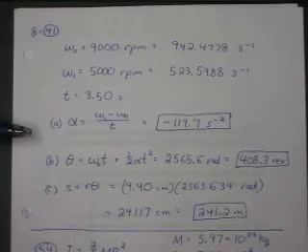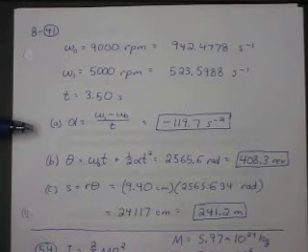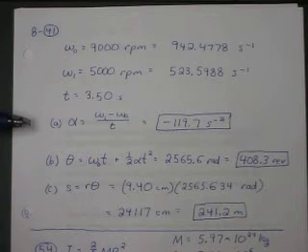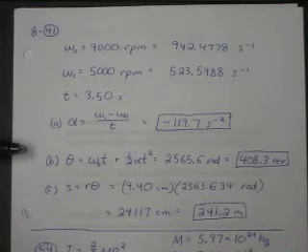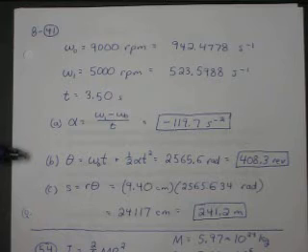And since it's slowing down, we end up with a negative number, negative 119.7 radians per second squared. Question B is asking, through how many turns has it gone? So we use theta equals omega naught t plus 1/2 alpha t squared. Plug in those values and we get 2565.6 radians or 408.3 revolutions.